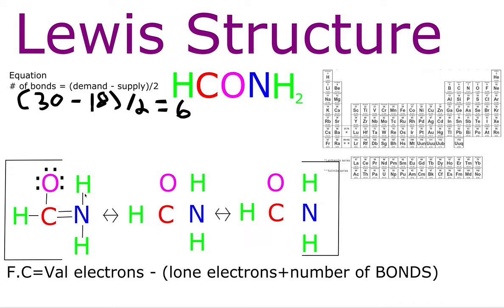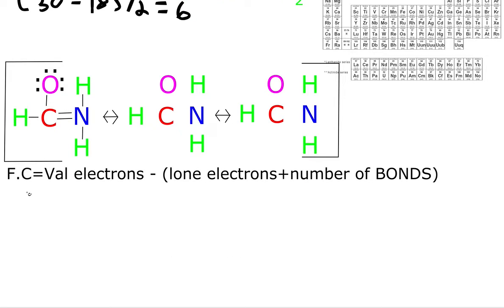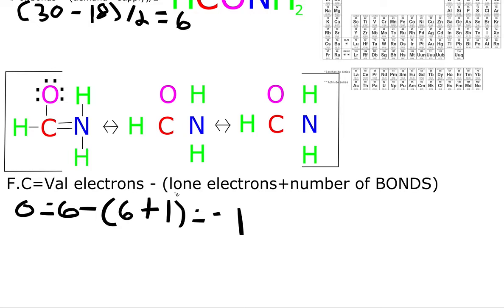But now we need to give these atoms a formal charge, and this is the formula I tend to use, which is valence electrons minus our lone electrons plus the number of bonds. So let's do that. Let's look at this oxygen first. Oxygen is in group 16, so it's 6 valence electrons, minus our lone electrons, which is 1, 2, 3, 4, 5, 6, plus the number of bonds, it has a single bond, so 6 minus 7 equals -1. So this oxygen right here has a negative formal charge.